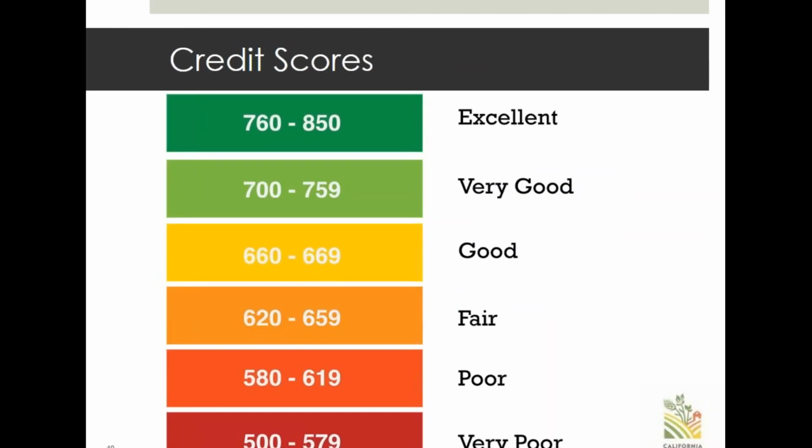So this is the kind of breakdown of credit scores. Most people fall in the good to excellent category, but certainly you never know when something can hit you that can work against you.